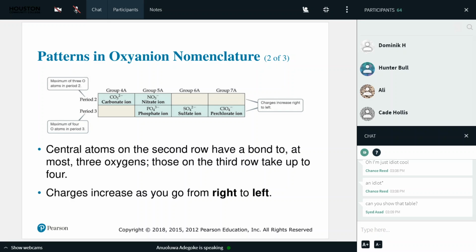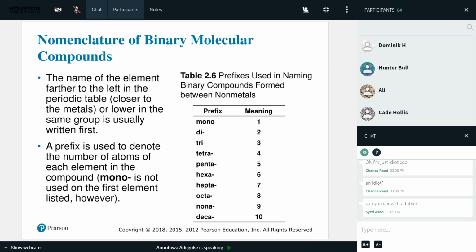So let's just look at how we name molecular compounds. We're looking at how we name binary molecular compounds. When you name molecular compounds, we use prefixes. The reason why we don't use charges is because in molecular compounds there's no transfer of charges.